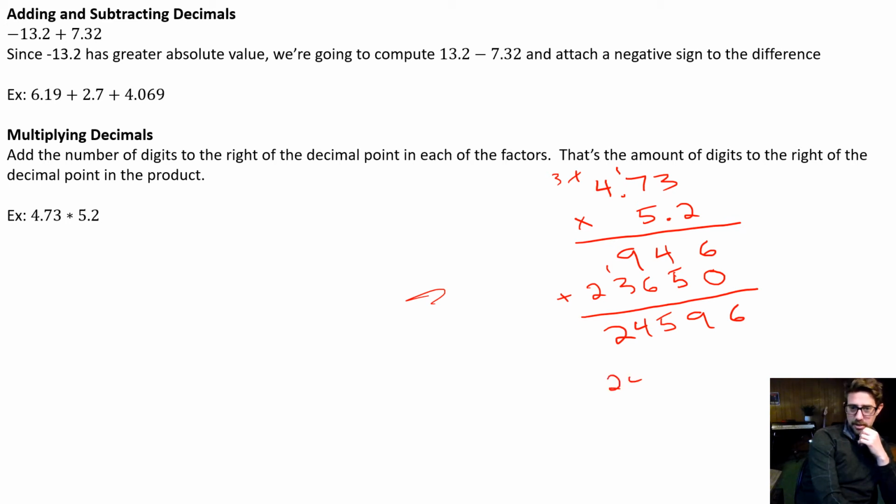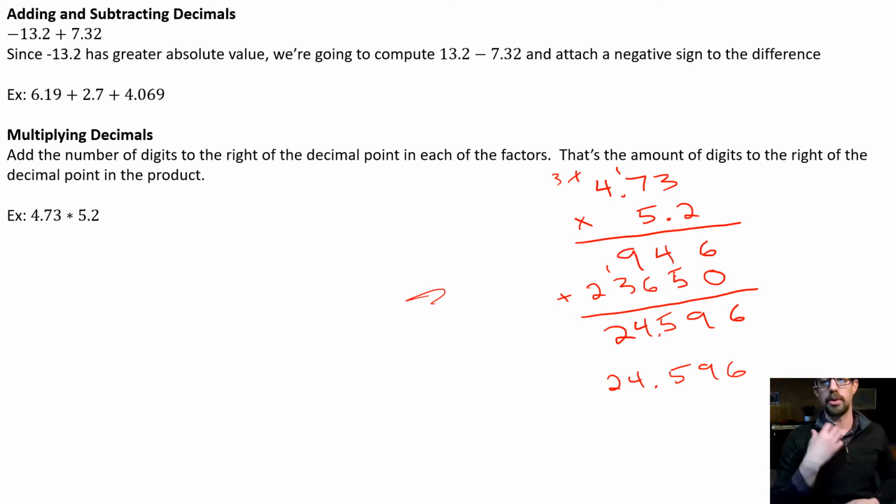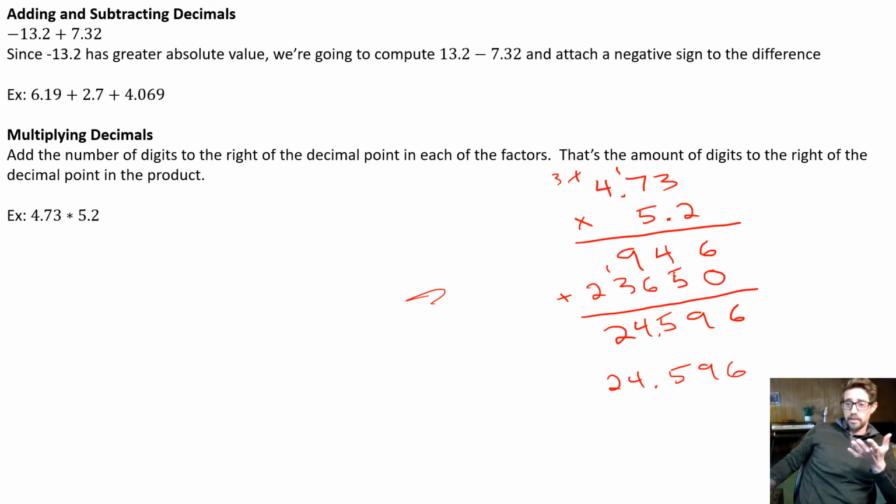24.596. Let me write that out a little later. 24.596. So obviously easy to check with the calculator, but more importantly, make sure it seems reasonable. Could 4 point something times 5 point something be 24 point something? Totally, because 4 times 5 is 20, so it should be a little more than that, right? It could not be 24,000 something.